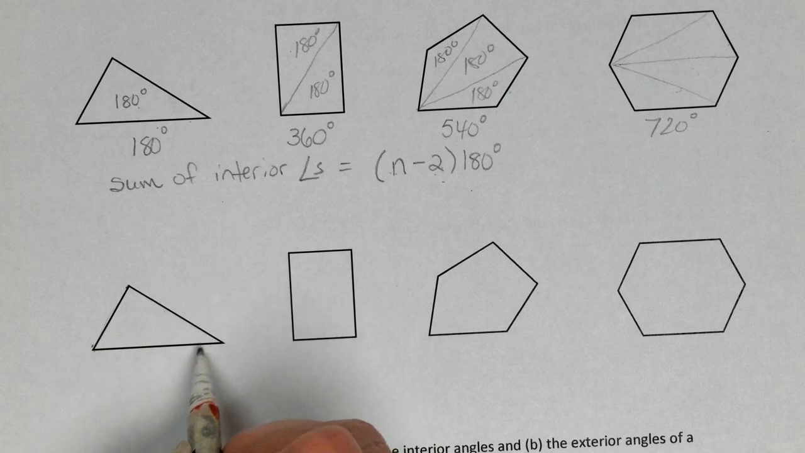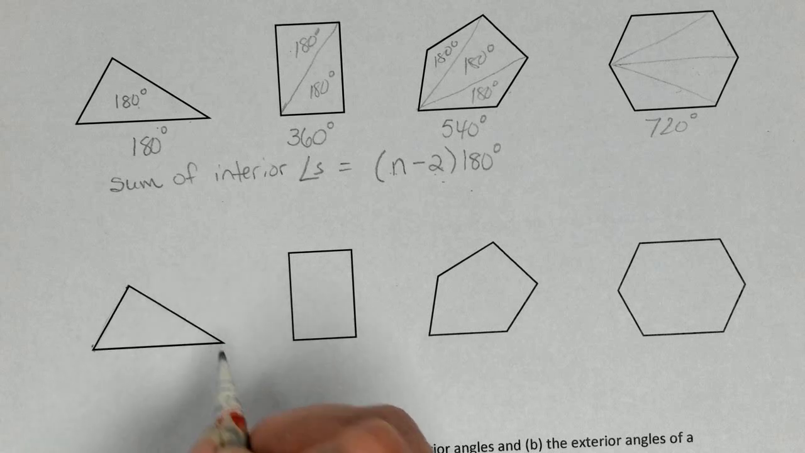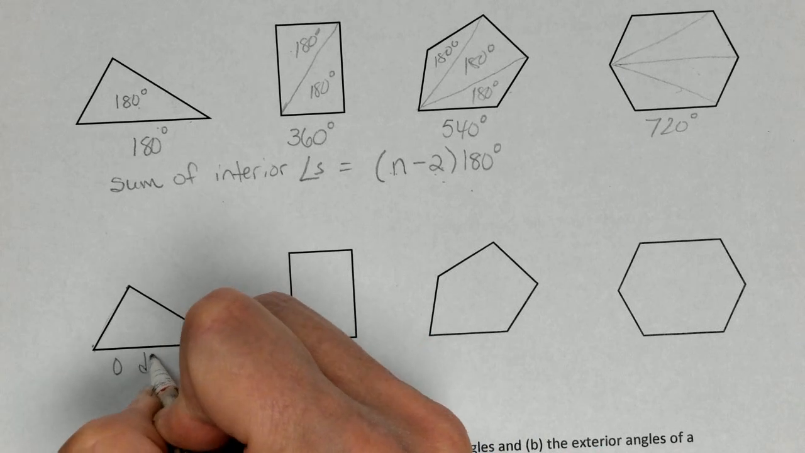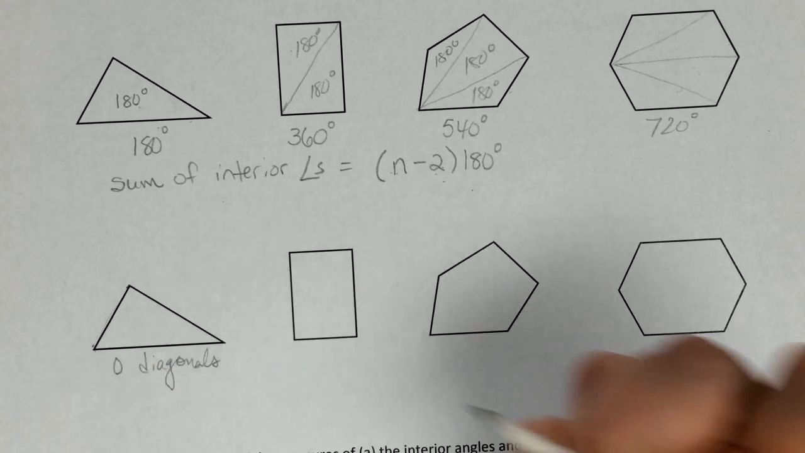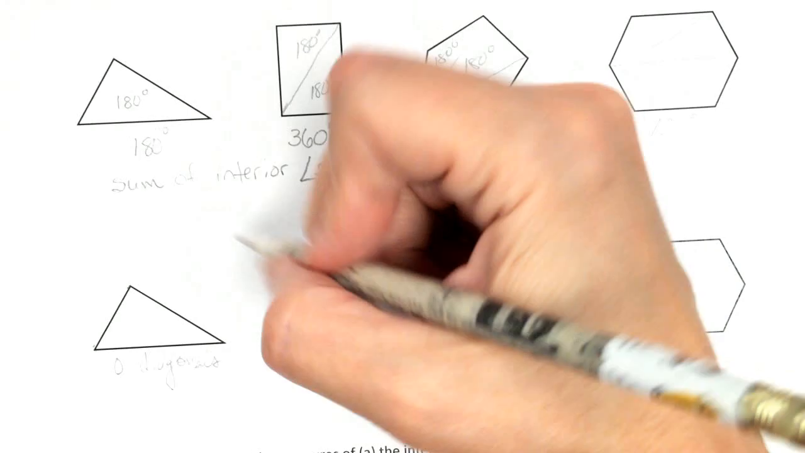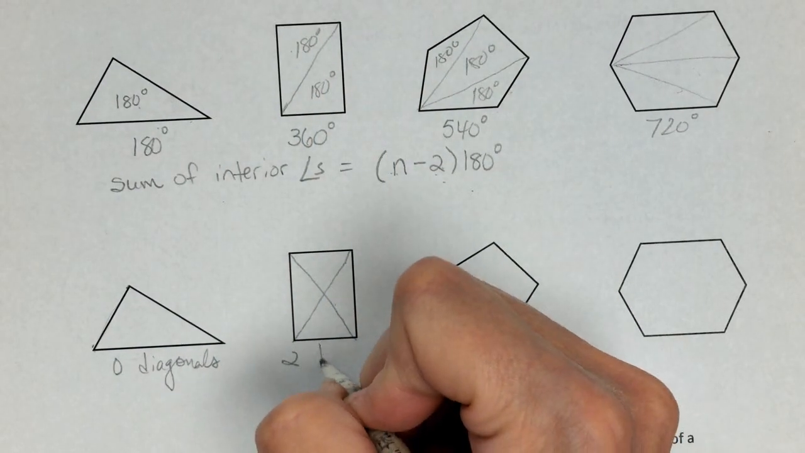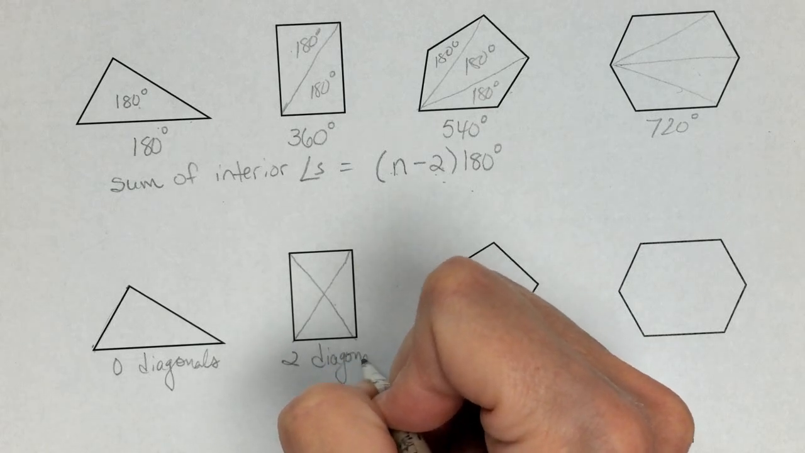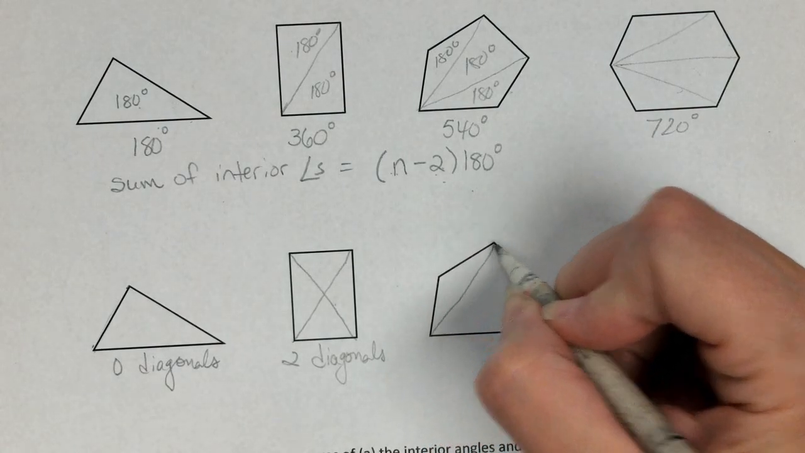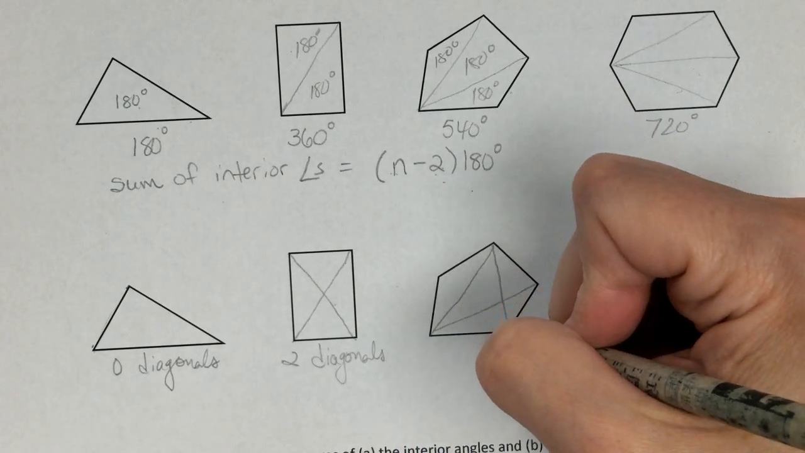Okay, so actually there are no diagonals to be drawn in a triangle. When you go from one vertex to another, you're always drawing a side. Okay, there are no diagonals. Here, we can go from that corner to that corner, but we can also go from this corner to this corner. So here we have 2 diagonals.